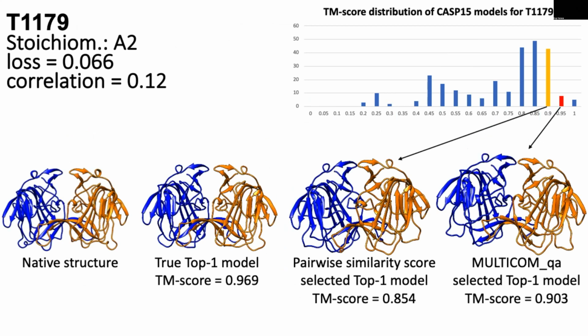Here's the distribution of the score of all the models. If we just use average pairwise similarity to select a model, it's going to select one from this bin, the yellow one, score 0.85. But using the interface average, we get one that actually has even better quality, a reasonable quality. So the loss is 0.06, and even the correlation is very low for this one. But ranking is successful.